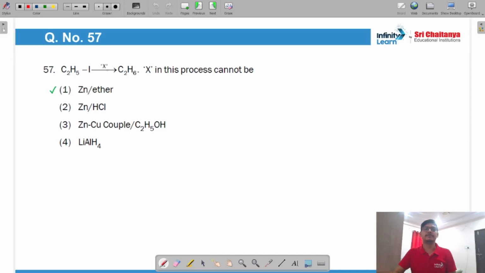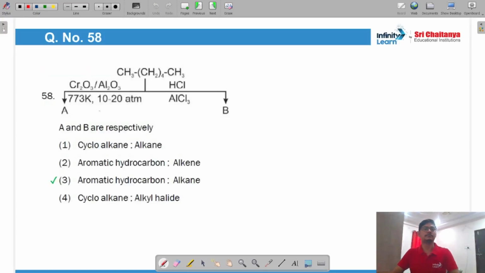C2H5I in presence of X gives C2H6, ethane. So this is basically reduction, and this cannot be this, because when an alkyl iodide reacts with zinc in ether medium, this is like Frankland reaction, and it's very similar to Wurtz reaction where the coupling occurs. Okay, and we get n-butane in this reaction. Okay, so this cannot be the correct answer.